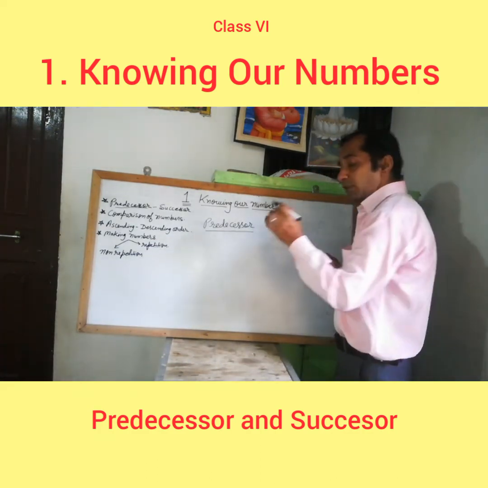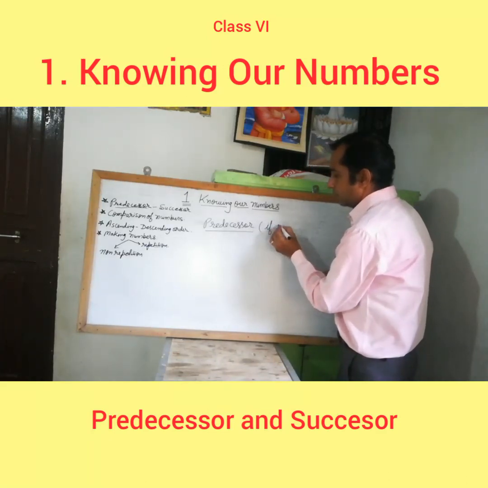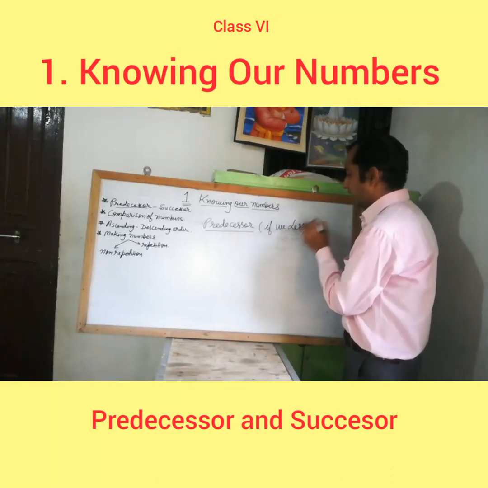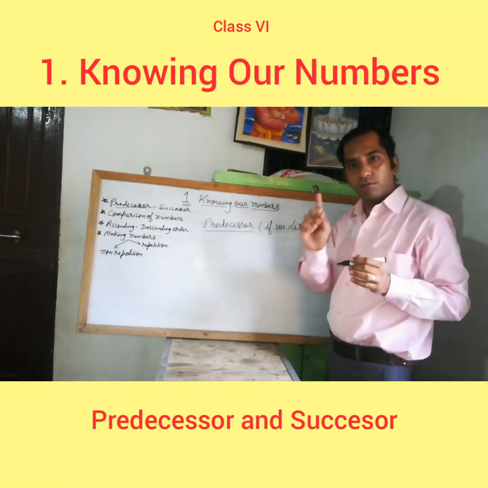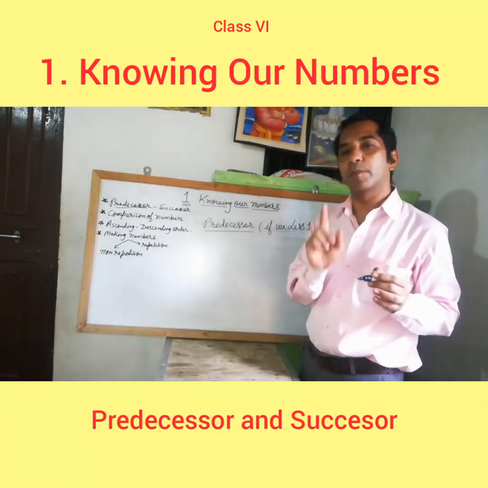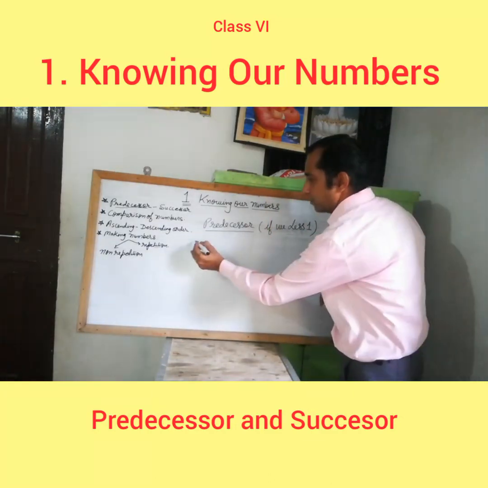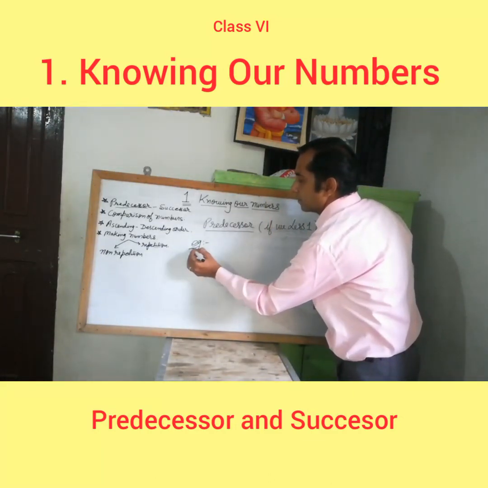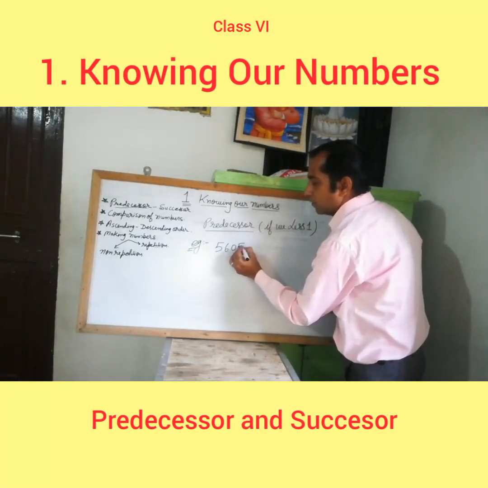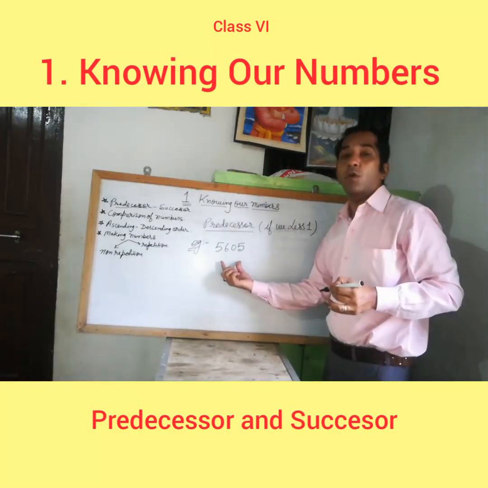See, simple. If any number is given, if we subtract 1 from any number, we get the predecessor of the number. Let's take an example. Suppose there is a number 5605. It is a number and you have to find out the predecessor of this number.